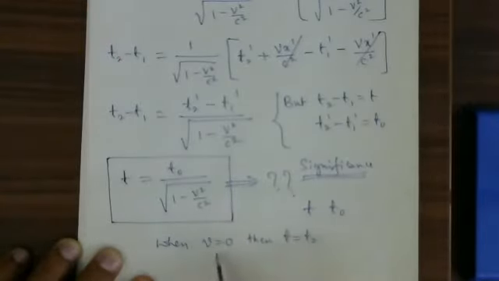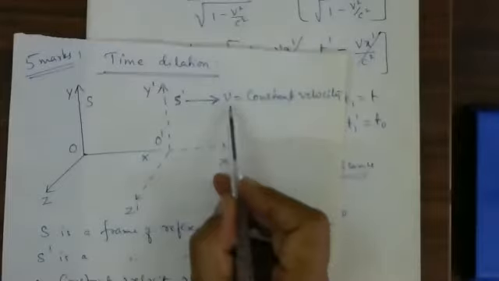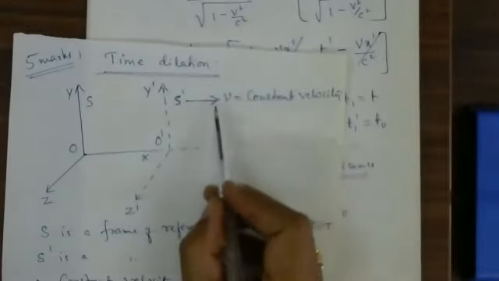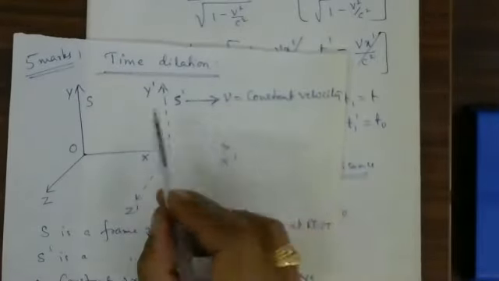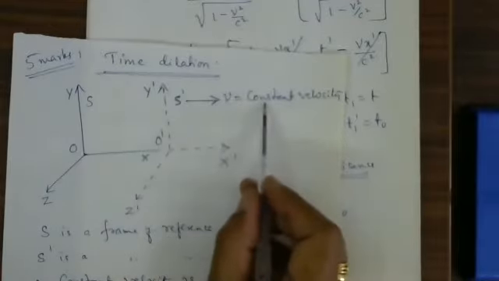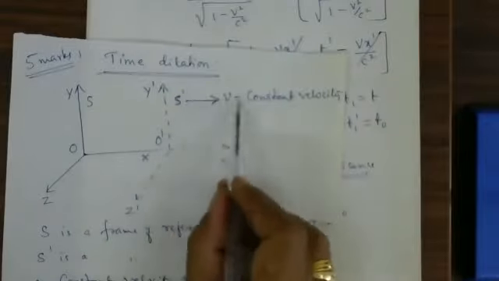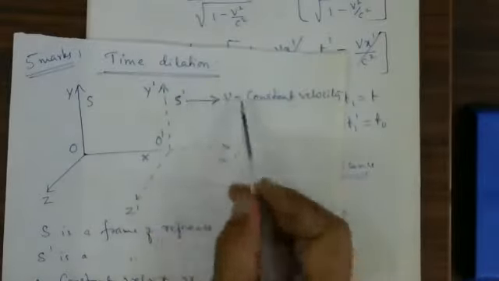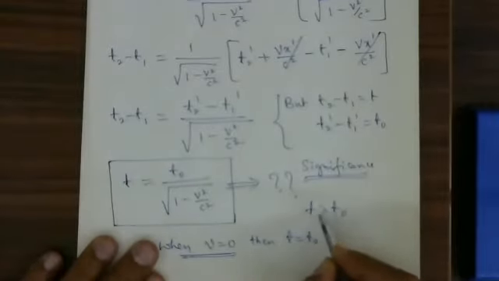This is the condition V is equal to 0. But V is present here. If V is equal to 0, T is equal to T naught. In this frame and in this frame, the time gap is the same, provided V is 0. But if it is moving with a constant velocity, the more the velocity with which it is moving, then T is greater than T naught.